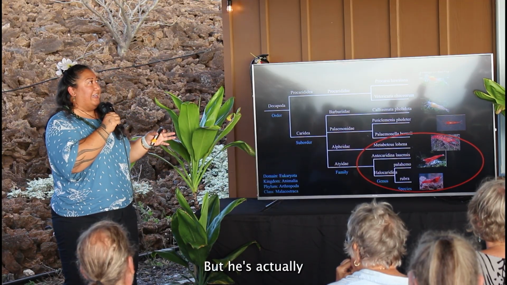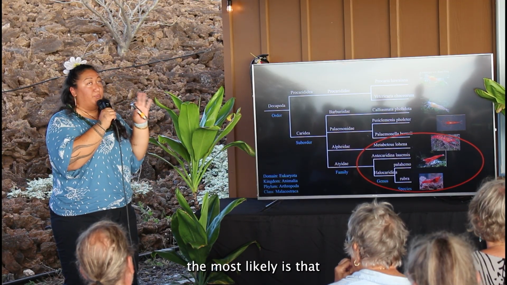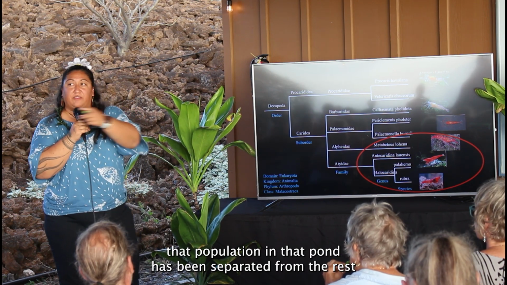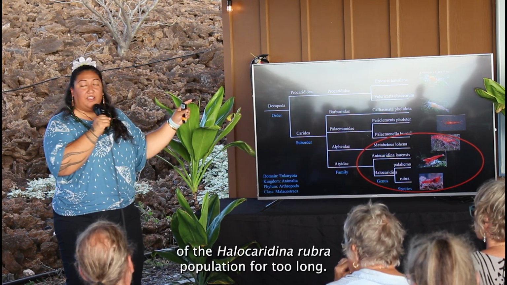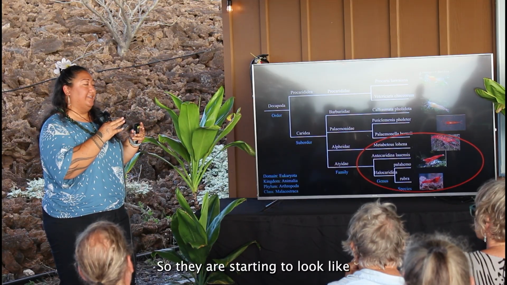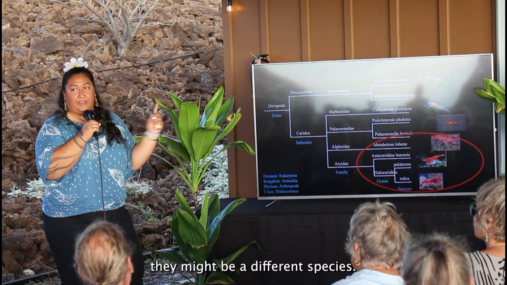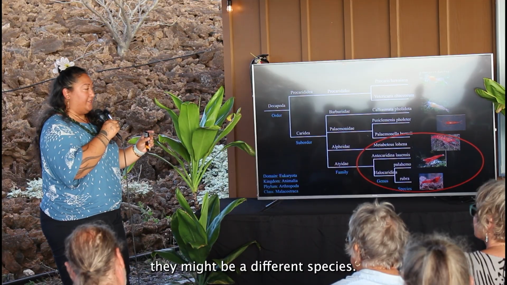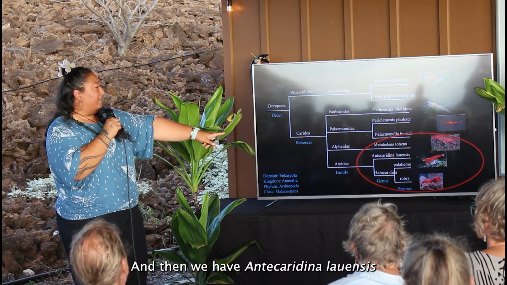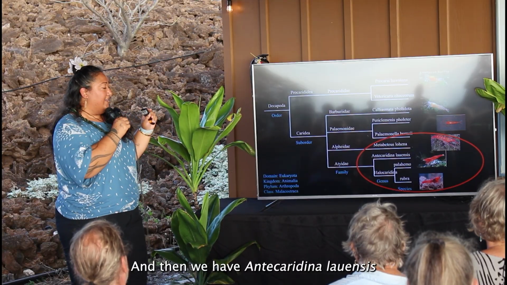But most likely the population in that pond has been separated from the rest of the Halocaridina rubra population for too long. So they are starting to look like they might be a different species, but they're probably the same. And then we have Antecaridina lauensis.